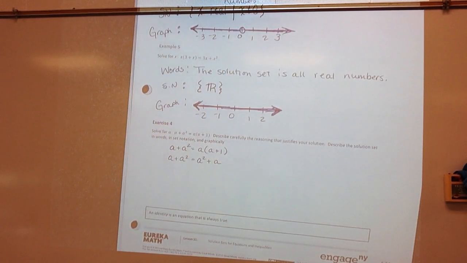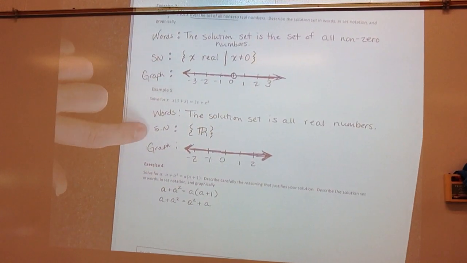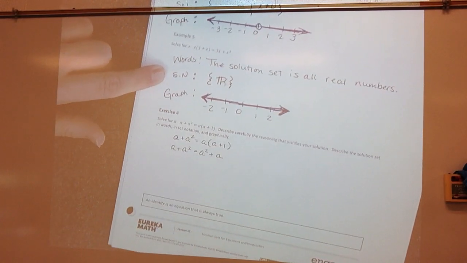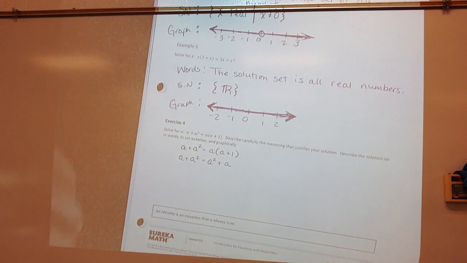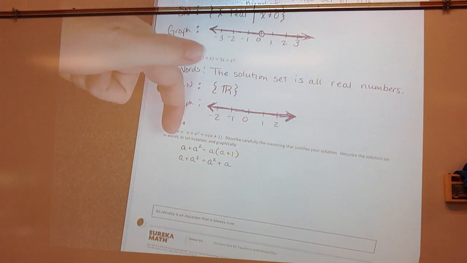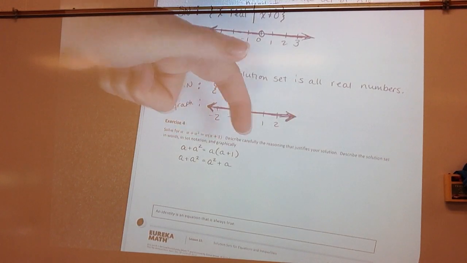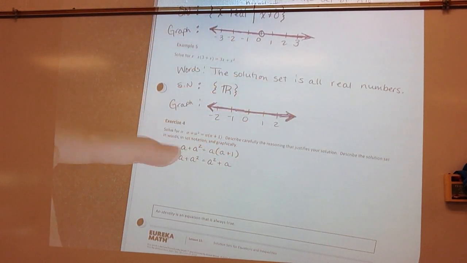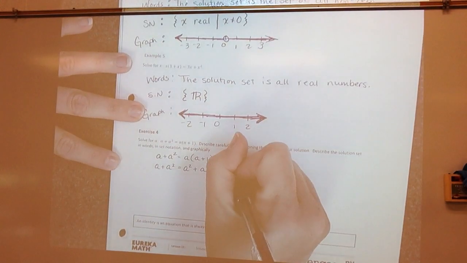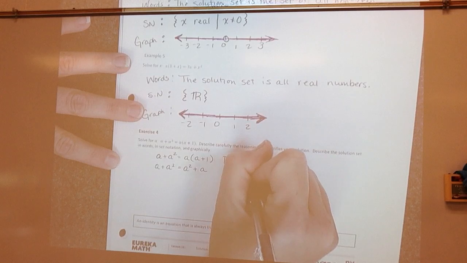So because they're the same, what does that mean? It's just like this one here. No matter what number I put in, it's going to be true. So make sure, it didn't say, it just said solve for A. It didn't tell me positive numbers, negative numbers, or anything like that. So what's my solution set? It's all real numbers. So I've used the distributive property.